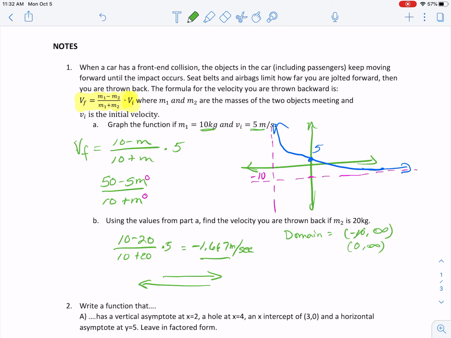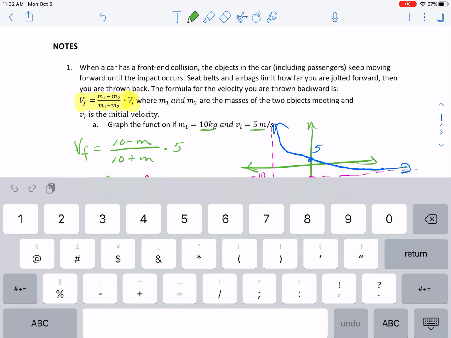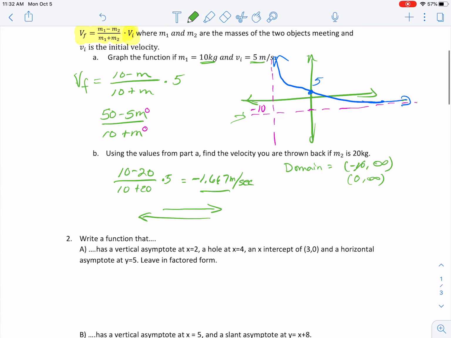All right. What's the horizontal asymptote? It tells you your end behavior. Remember, your graph is approaching negative 5. So it's telling you, generally speaking, the biggest number you're going to be thrown back at is negative 5 meters per second.